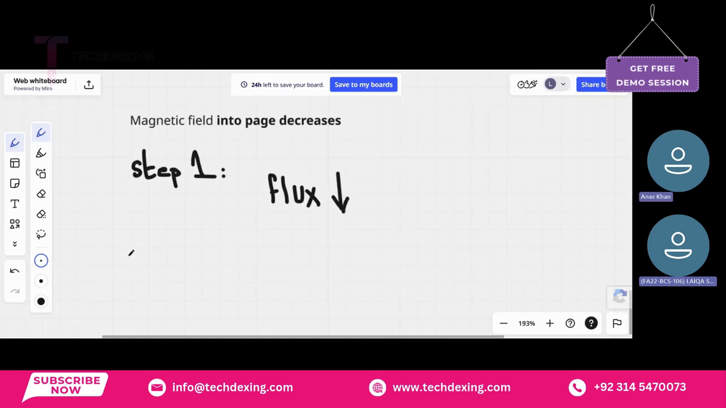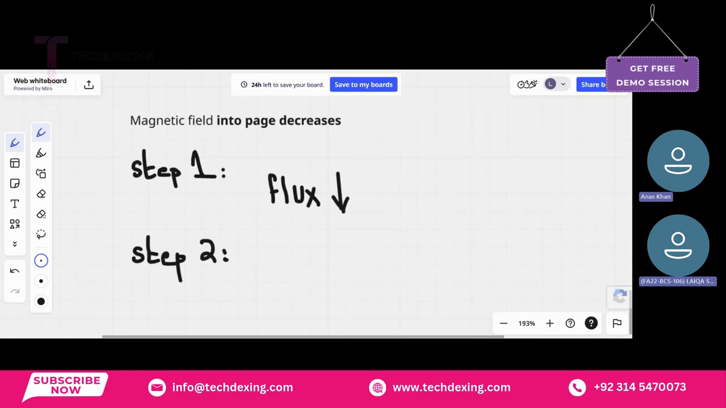In step two, we have to identify the direction for the induced magnetic field. If the flux is decreasing, the system will try to oppose this change. To increase the flux, because the flux is decreasing, the system will try to increase it. So to increase the flux, what should be the direction of the induced field? Should it be into the page so that the flux can be increased, or should it be out of the page so the flux can be increased?